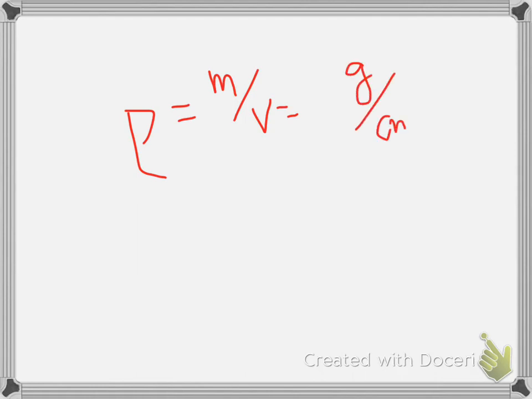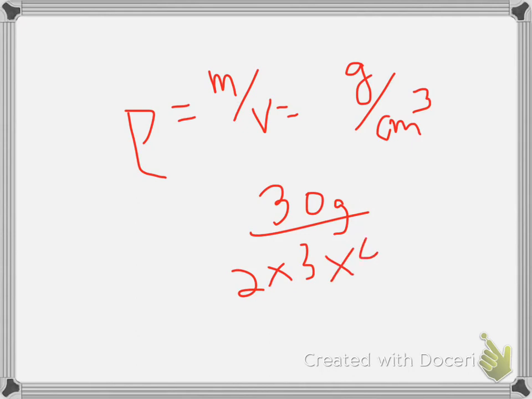Next question, a plastic block of dimensions 2 centimeters by 3 centimeters by 4 centimeters has a mass of 30 grams. What's its density? Density is mass over volume. It's grams per centimeter cubed, so we can leave everything the way it is. It's 30 grams divided by 2 by 3 by 4. I don't have a calculator with me, so I'm probably not going to do many of these out, but that's 10 over 8, so whatever that is, 1.25.